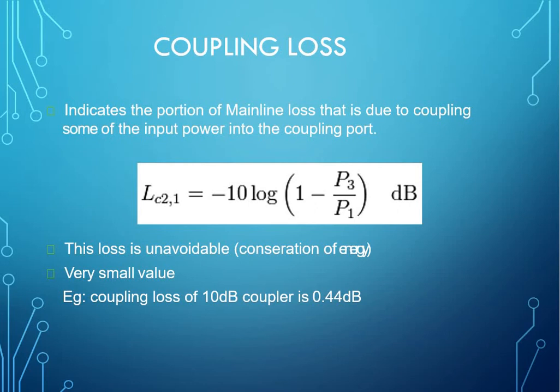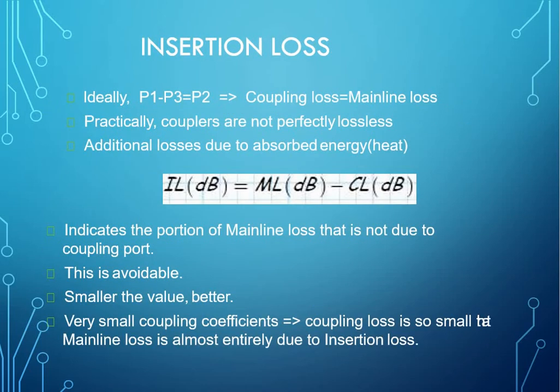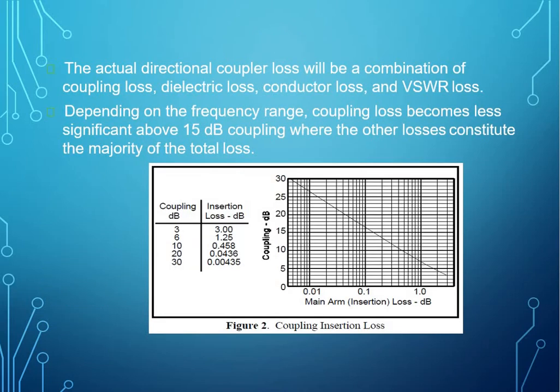Next comes the insertion loss. Ideally, when we consider two different powers, P1 and P3, or port 1 and port 3, that is equal to port 2, it gives the coupling loss or the mainline loss. Practically, couplers are not perfectly lossless. The additional losses due to absorbed energy, that is heat, are always there in directional couplers. It indicates the portion of main loss that is not due to the coupling in the ports. This is avoidable and it could be corrected by some measures.